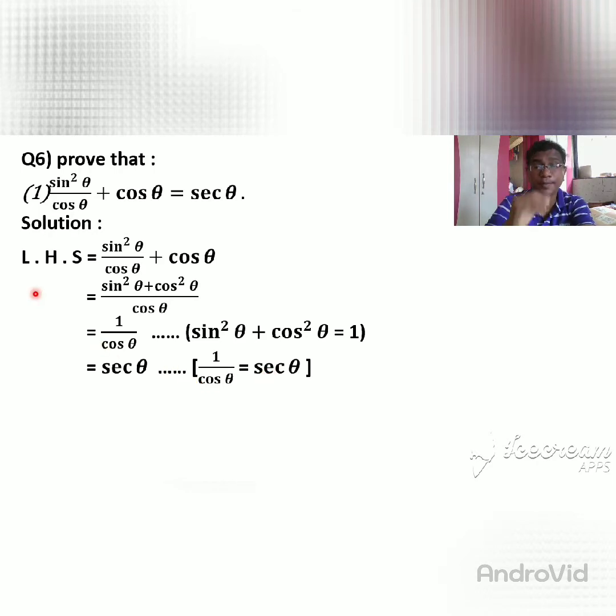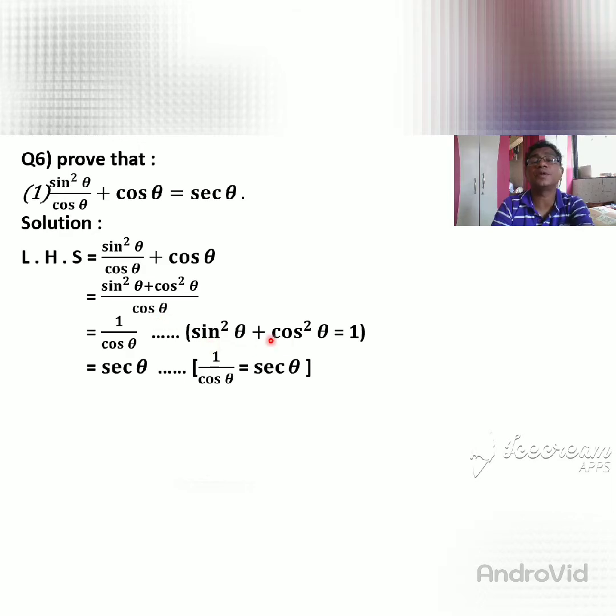If you do not understand, I will explain again, but please give attention. So here is sin square theta divided by cos theta plus cos theta. Here there is no denominator, meaning the denominator is 1. So here is cos theta, here is 1. The LCM of cos theta and 1 is cos theta, so I write cos theta here. Whatever you multiply, you get cos theta. So cos theta into cos theta is cos square theta. So here is sin square theta plus cos square theta divided by cos theta.